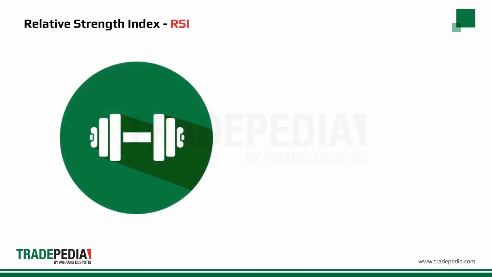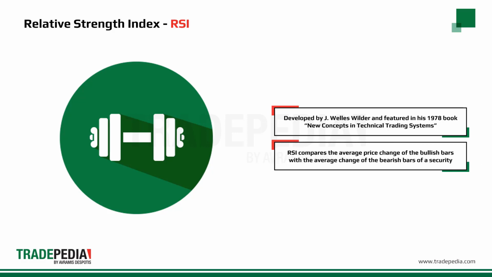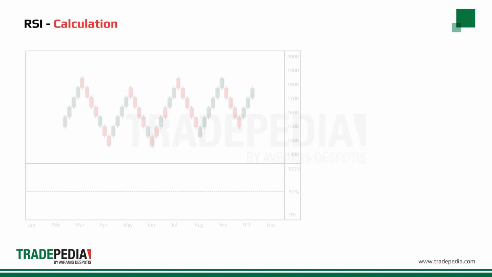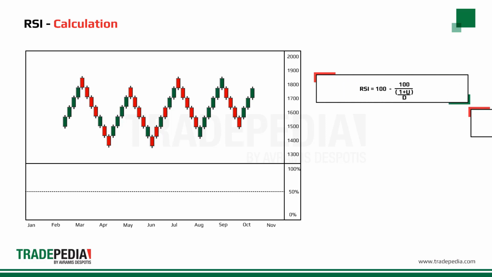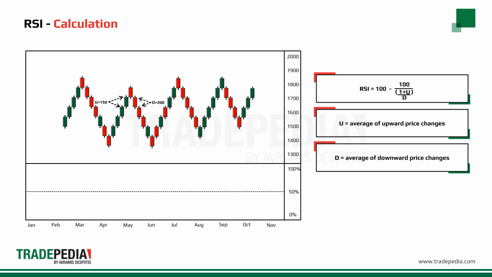The relative strength index, also known as RSI, is a popular momentum oscillator that was developed by J. Wells Wilder and featured in his 1978 book, New Concepts in Technical Trading Systems. RSI compares the average price change of the bullish bars with the average change of the bearish bars of a security. The RSI is calculated using the following formula, with U representing up days and D representing down days. An up day is a day where the close is higher than the previous day's close. A down day is a day where the close is lower than the previous day's close.